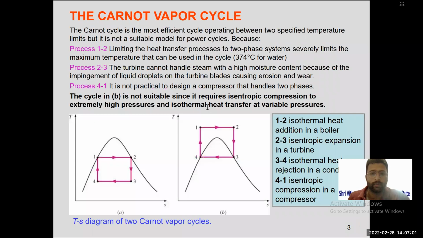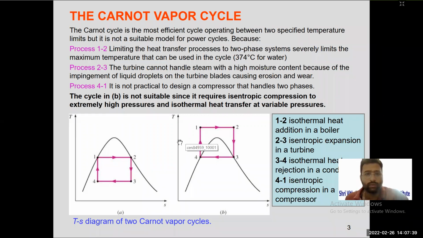So we started with the Carnot cycle, right? The Carnot cycle is the cycle which gives you maximum efficiency for a heat engine. In a Carnot cycle, we have two isothermal processes and two isentropic processes. 1 to 2 is a constant temperature heat addition. 2 to 3 is an isentropic expansion, where the work is done. 3 to 4 is a constant temperature heat rejection in the condenser. 4 to 1 is an isentropic compression in the pump or compressor, right? So this was the Carnot cycle.